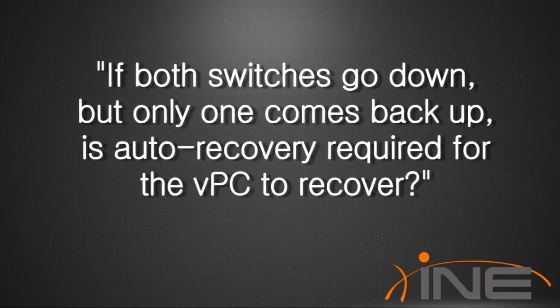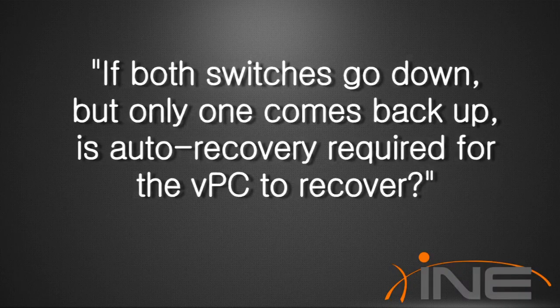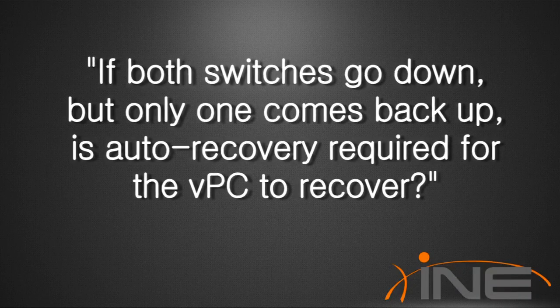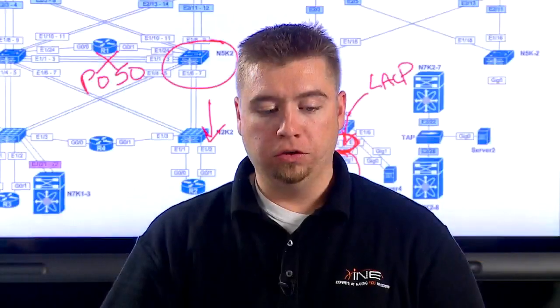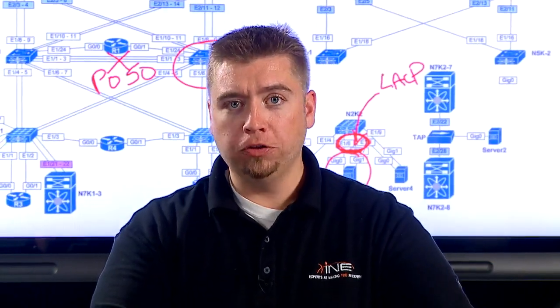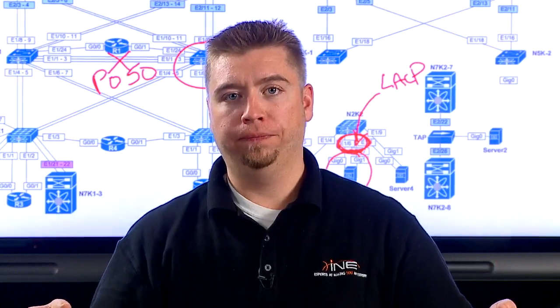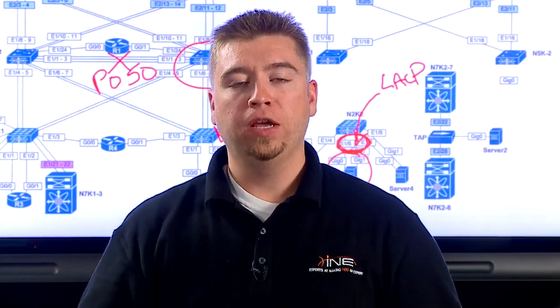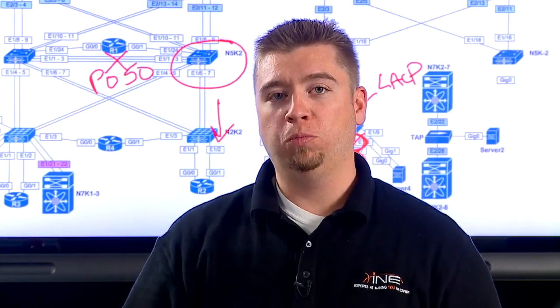There's a question, if both switches go down but only one comes back up, is auto recovery required for the VPC to recover? Yes, it is. So the situation is that both of the switches go down, so let's say you just power them off. You power one of them back on. Since the second one is down, the peer link never comes up. And if the peer link never comes up, then the VPC can never come up.